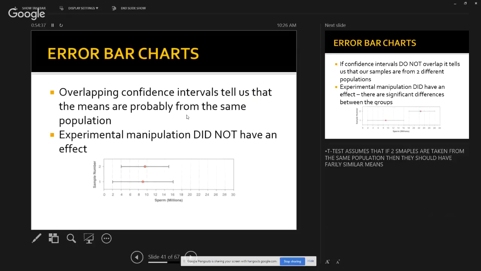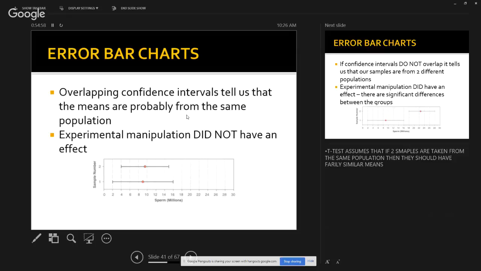So because they're saying the same thing, it probably means that our experiment didn't work. They're coming from the same population. If this was coffee and that was tea, it's saying that coffee and tea had no difference in blood pressure.